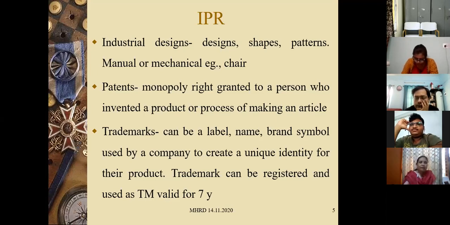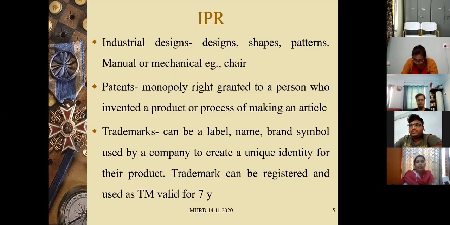So they have a different design, and that design is never copied by any other manufacturer. So that is a claim on their industrial design. And patents is a monopoly right granted to a person who has invented a product or a process of making an article. For example, the pen, the fountain pen or the ink pen or the gel pen and various types of pens which we are using also have been awarded patents.